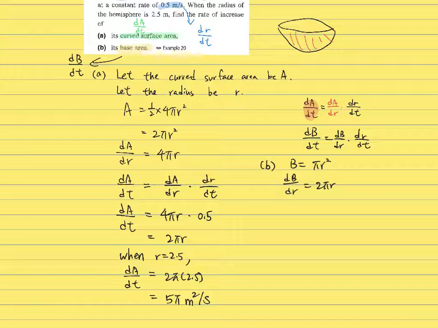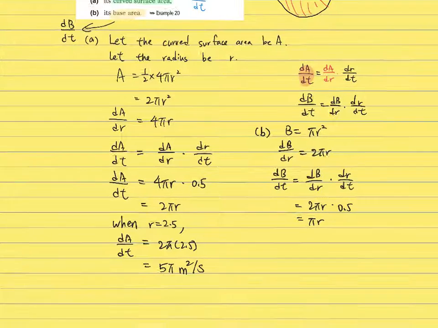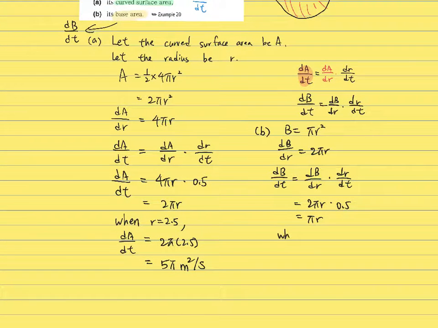So by the rough work, we know that dB/dt will be equal to dB/dr times dr/dt. So dB/dr is 2 pi r. dr/dt from the question again is 0.5. So dB/dt will be pi r. Well, the radius is 2.5. So when r is equal to 2.5, dB/dt will be equal to 2.5 pi meters squared per second.